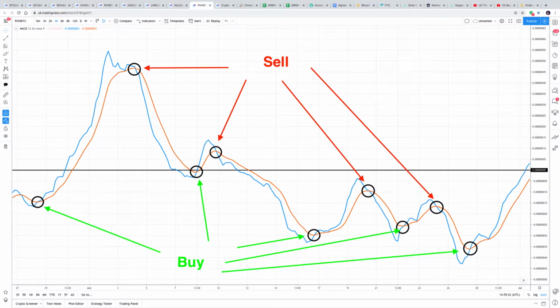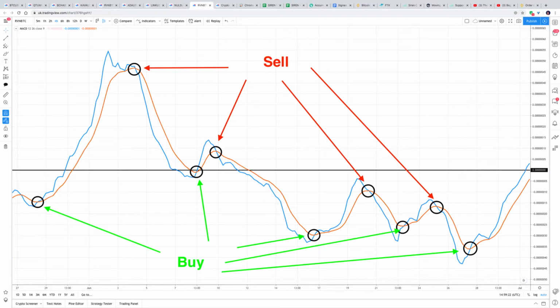Now, why is it called a signal line? Well, this is because it's where we get the signals from. So from a very straightforward point of view, a crossover, you can see we've highlighted that with the black circle, would be a buy or sell signal. So when the MACD line falls below the signal line, an upward cross would be a buy signal and a downward cross a sell signal.